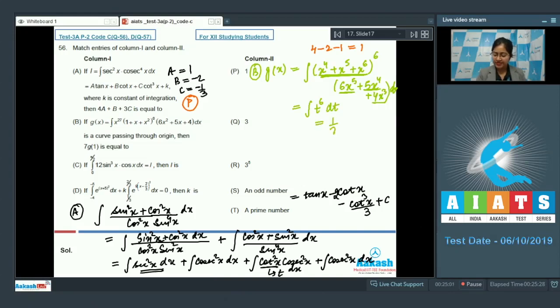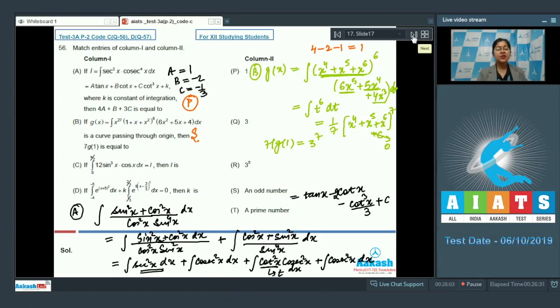So that is equal to 1 by 7 into t raised to the power 7. That is x4 plus x5 plus x6 raised to the power 7 plus constant. It is a curve passing through the origin, which means that the value of the constant is 0. So 7 into g of 1 will be equal to 3 raised to the power 7. So the answer is option number S.